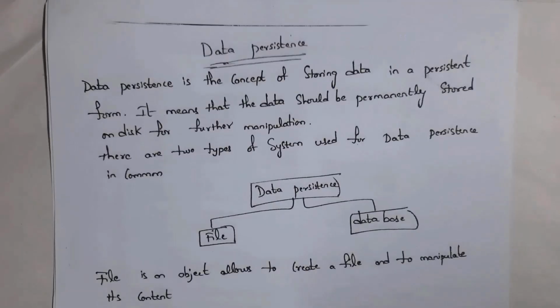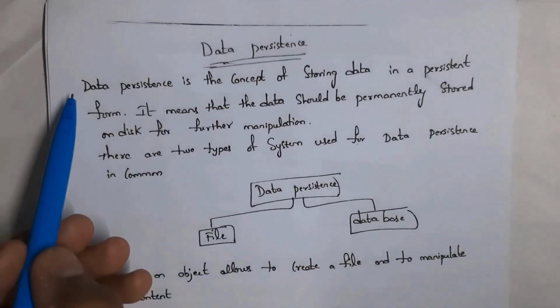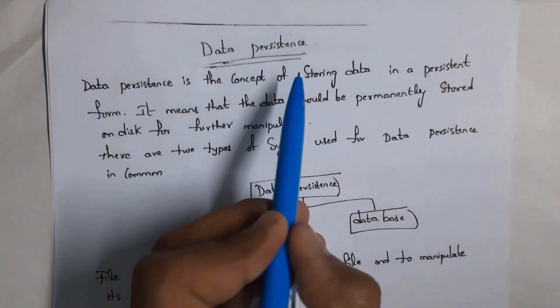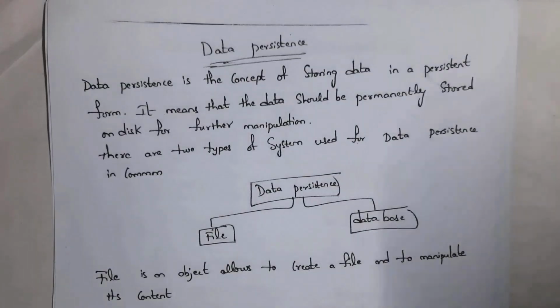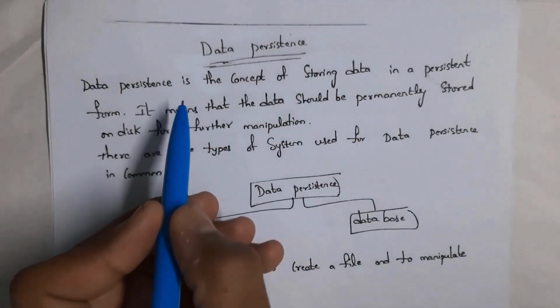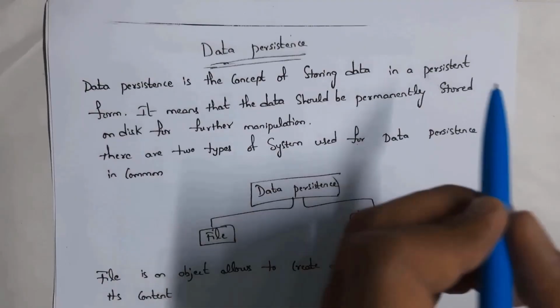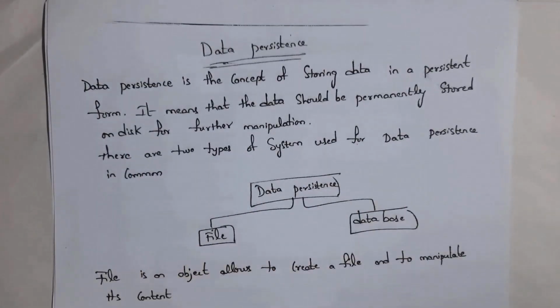Next I will explain what is persistent data. Data persistency is the concept of storing data in a persistent form. Data which is stored permanently is known as persistent data. It means that data should be permanently stored on disk for further manipulation.